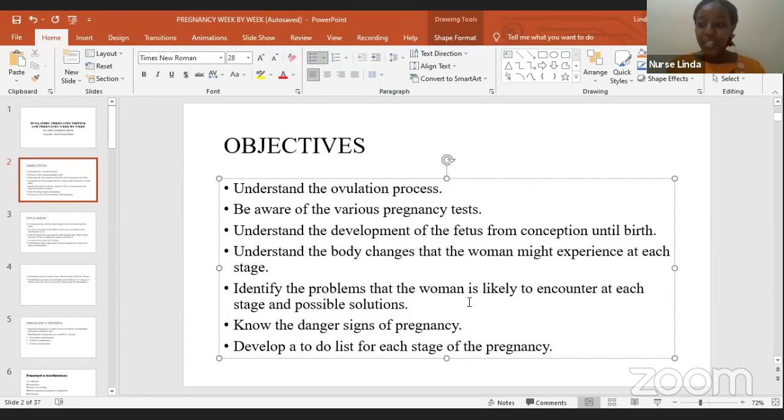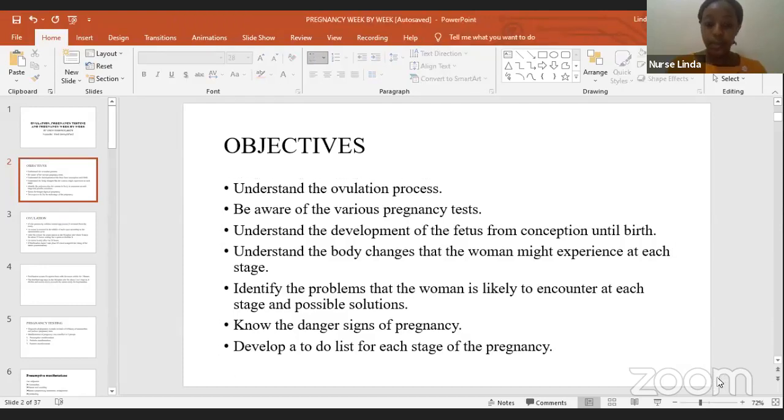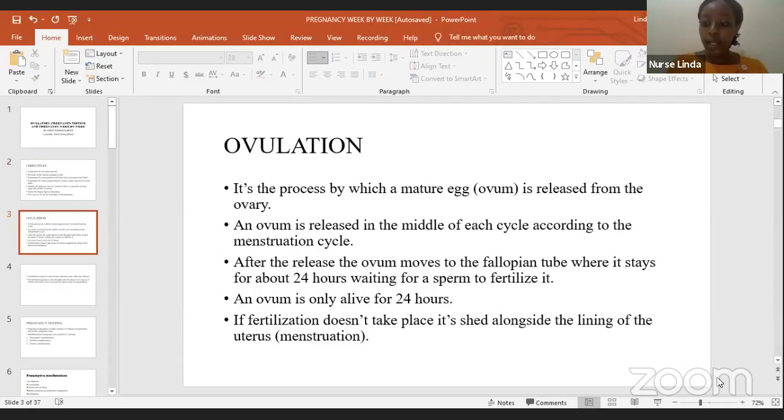And then at the end of each stage, you're going to be developing a to-do list for the woman. There are a few things that a woman is expected to do during each stage of the pregnancy for her to be healthy together with the baby. And so we begin by looking at ovulation. I have quite a number of PowerPoints, so I'm trying to rush through them. If you have any questions, you can drop them in the Q&A session, and we are going to answer all your questions at the end of the discussion.